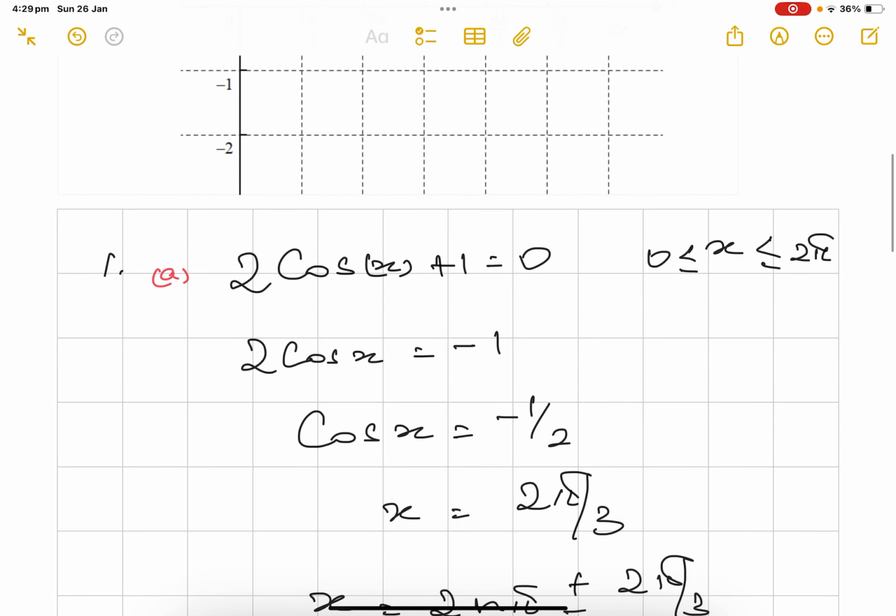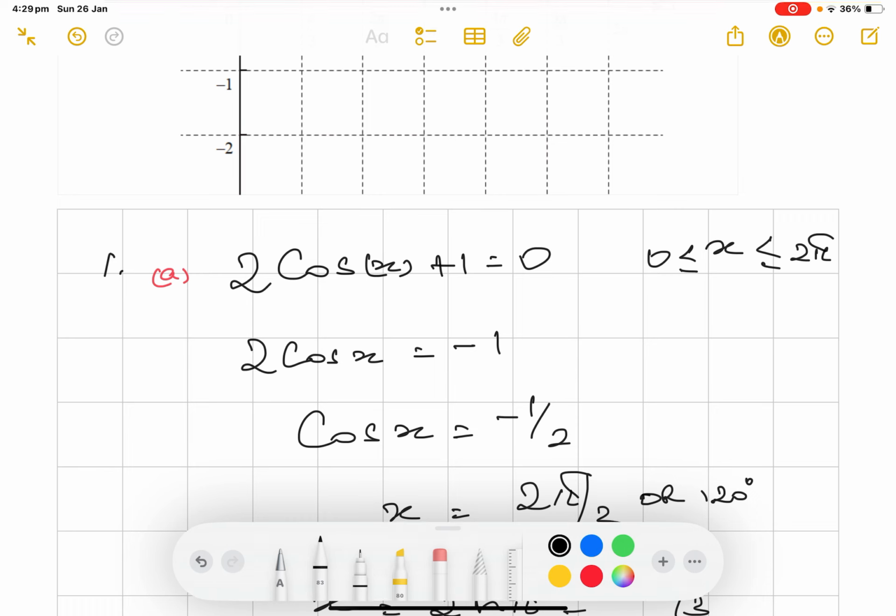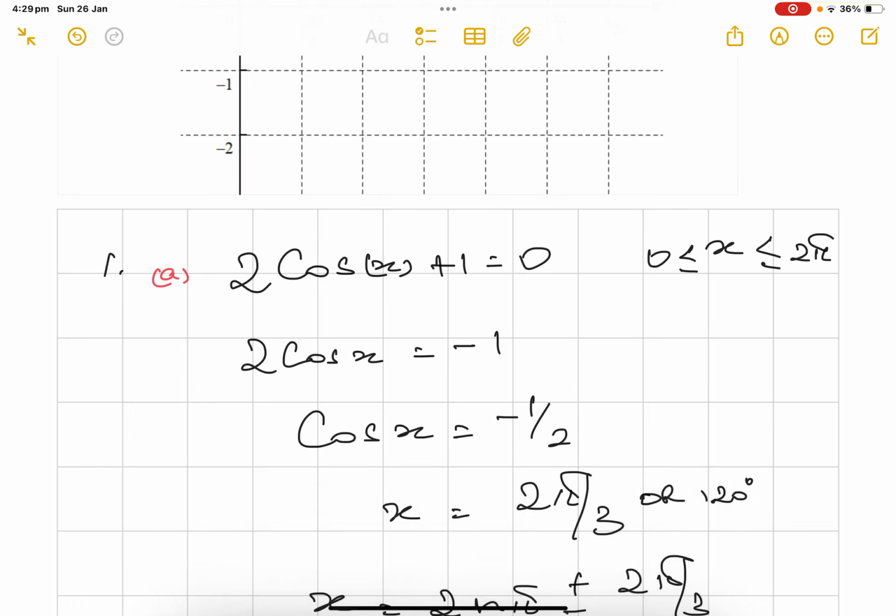Let's start. So 2 cos x plus 1 equals 0. So 2 cos x equals minus 1, if you take the 1 to the other side. Therefore, cos x equals minus half. Students should know the principal value of x is 2 pi over 3, or 120 degrees. That you should know by heart. This is a very important bit.